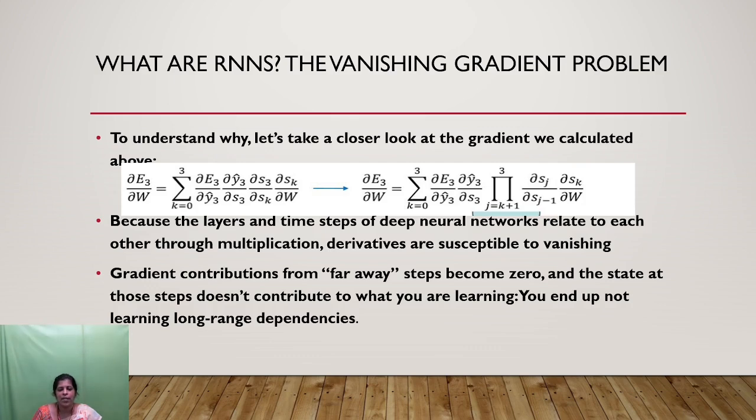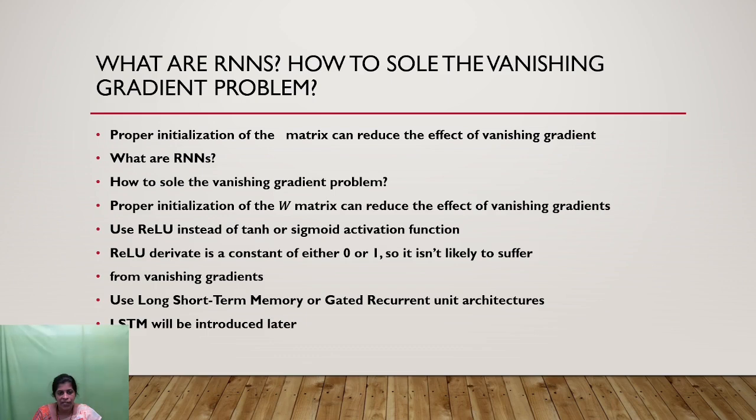So the layers and time steps of these deep neural networks relate to each other through continuous multiplication of derivatives of functions, that is, the partial derivatives of the error functions with respect to your weight factors, which are susceptible to vanishing. So those states do not contribute, and you end up not learning these long-range dependencies. To solve this, you can reduce it by proper initialization of the matrix.